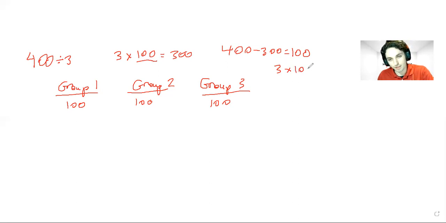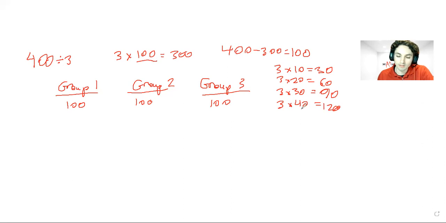3 times 10 is equal to 30. 3 times 20 is equal to 60. 3 times 30 is equal to 90, and 3 times 40 is equal to 120. So 120 is too big, so 3 won't go 40 times into 100, but 3 will definitely go 30 times into 100 since 90 is smaller than 100. So I'm going to take that 30 that I've put into each group. I'm going to add 30 to each group here.